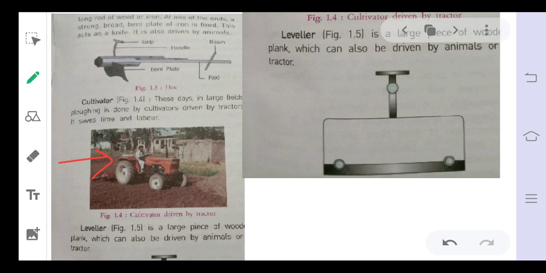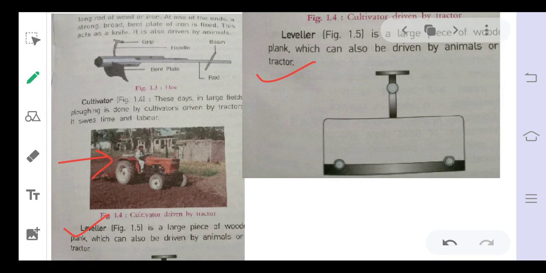Then it is the leveler. After plowing the soil, the surface of the soil should be made level. So it is done with the help of the leveler. The leveler is a large piece of wooden plank which can be driven by animals or by tractors. You have seen that after tilling the soil, they use this leveler. That is called henga in Hindi. So all these equipments, the wooden plow, the hoe, the cultivator, and the wooden leveler, are the different equipments used for preparing the soil by tilling or plowing.